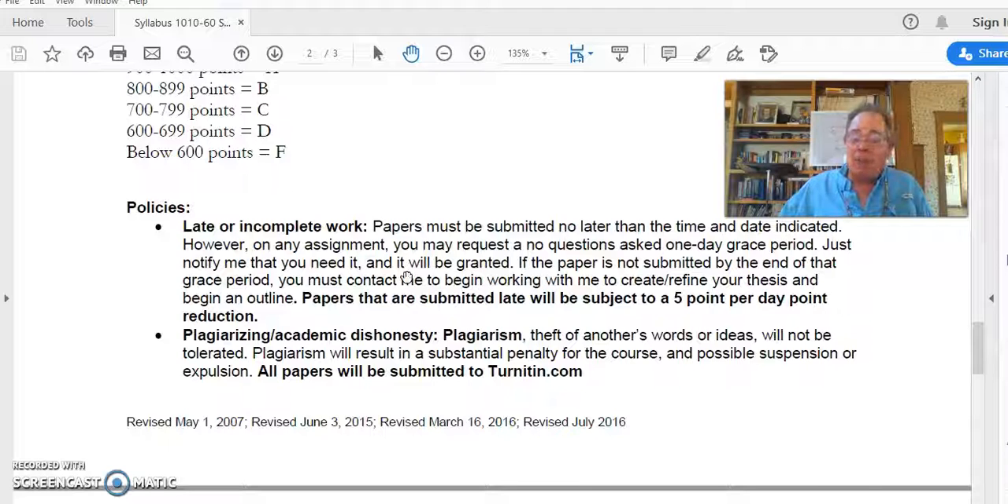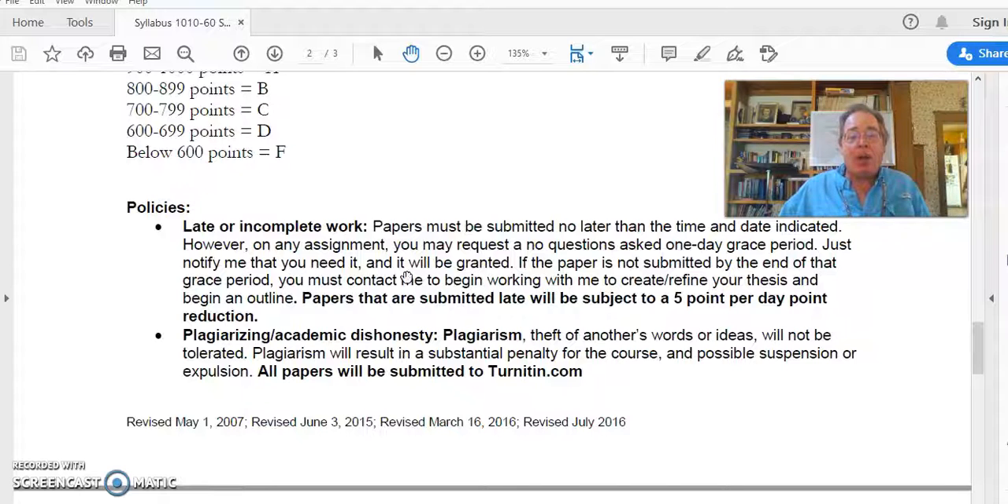If I don't get a paper at the end of the 1-day grace period, then we're really going to have to start working together to figure out what's going on and how we can get this essay successfully completed, because you really can't move on to the next essay until you've completed the first essay. There's a process to this, and it has to happen.